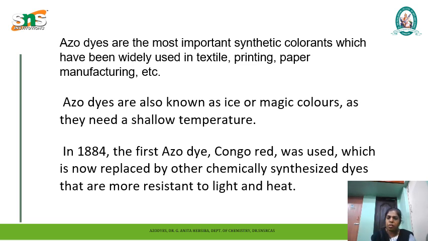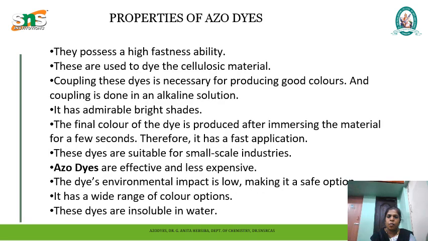In 1884, the first azo dye, that is Congo red, was used, which is now replaced by other chemically synthesized dyes that are more resistant to light and heat. What are the properties of azo dyes? Azo dyes possess a high fastness ability. These are used to dye cellulosic materials. Coupling these dyes is necessary for producing good colors, and coupling is usually done in an alkaline solution.